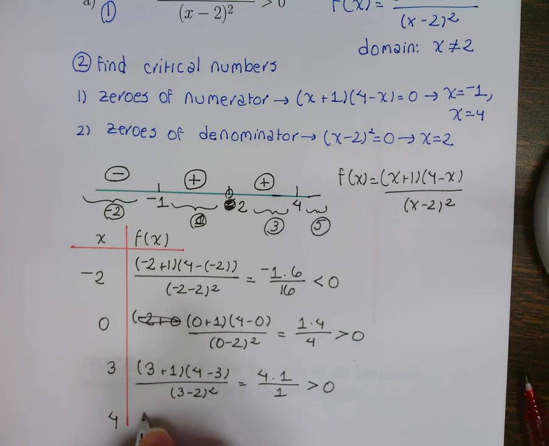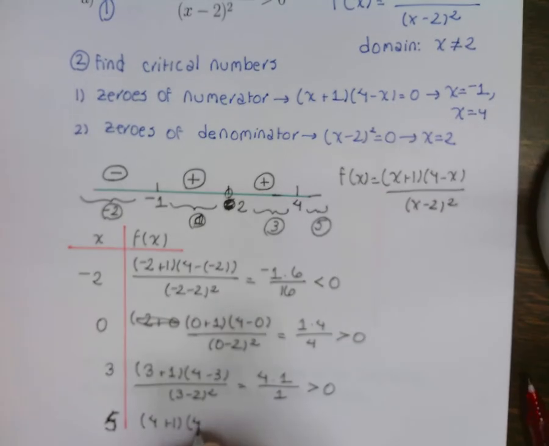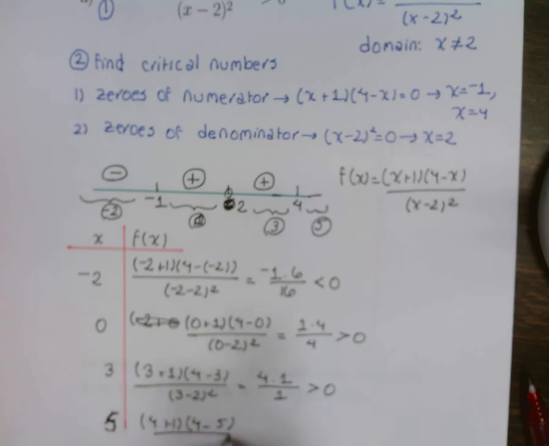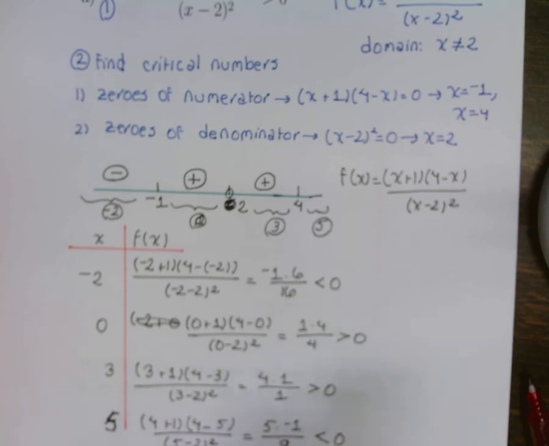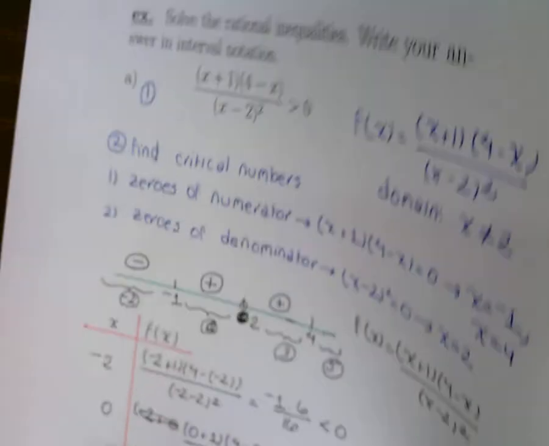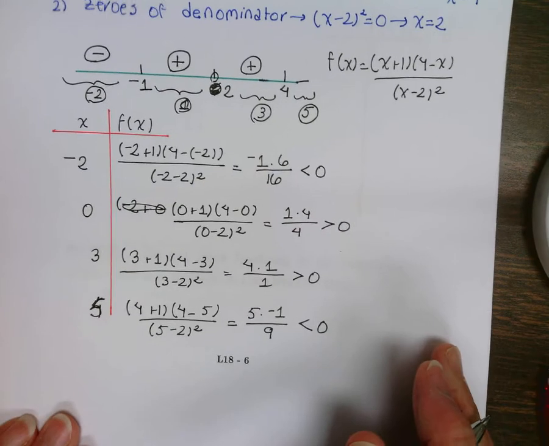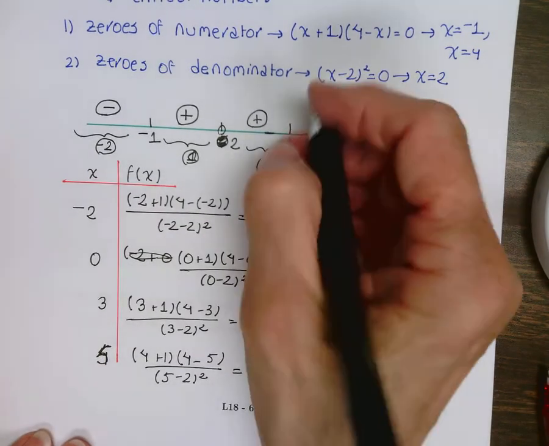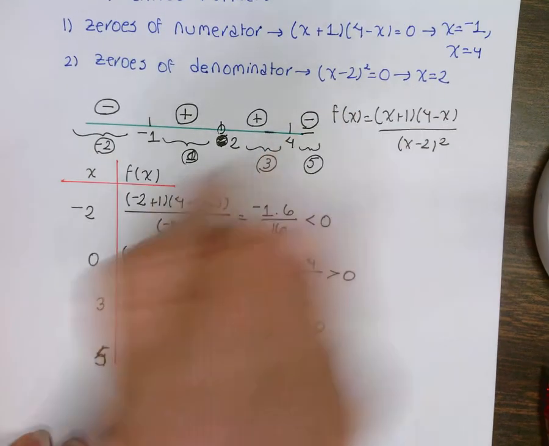Okay. And then for the last interval, we get 4 plus 1. I'm sorry, we're plugging in 5. 4 was the endpoint. Okay, it's been a long day, so sorry about that. 4 minus 5 over 5 minus 2 squared. And I get 5 times -1 over 9, less than 0. Okay? And so this time it's negative again.